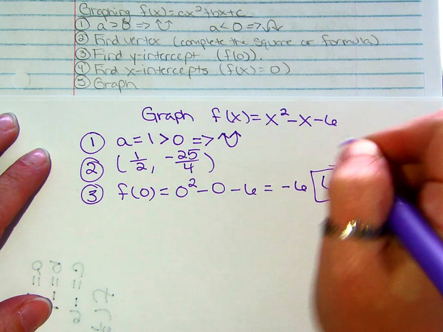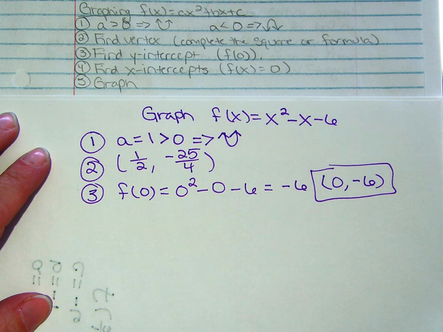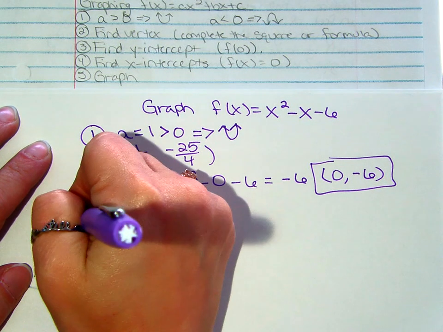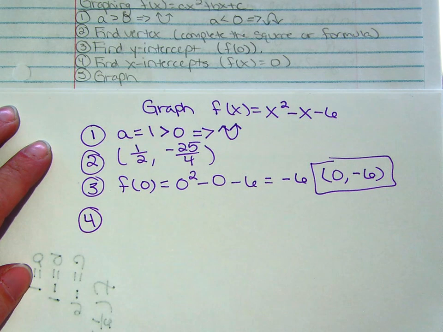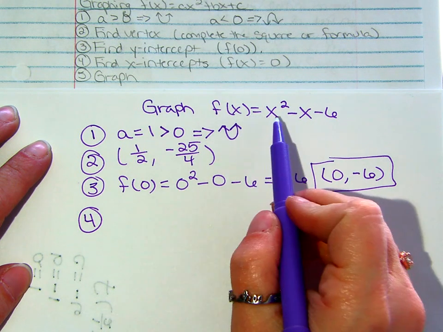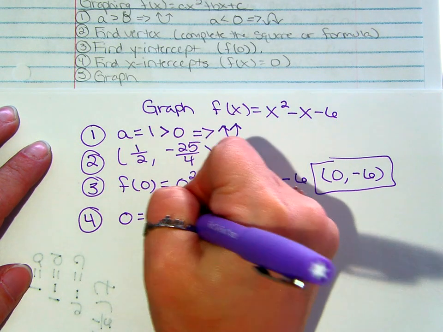So we've already done steps 1, 2, and 3. Step 4 is where we set our quadratic equal to 0. So instead of saying f of x equals, I'm going to say 0 equals x squared minus x minus 6. And this is where we would solve.